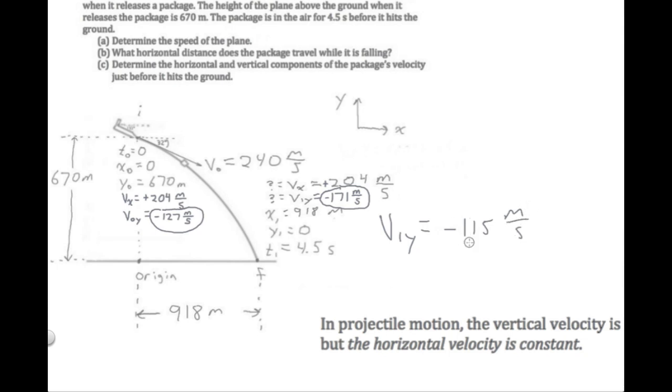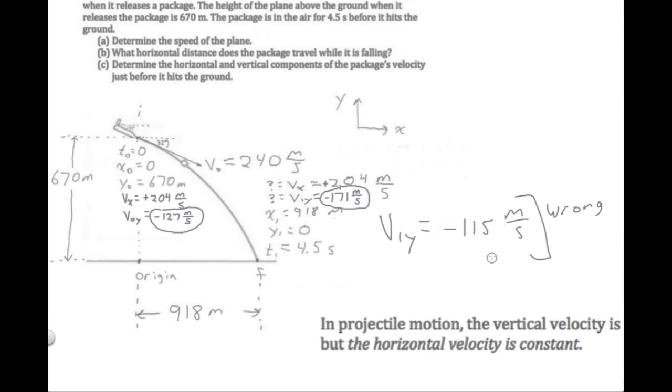Suppose we had gotten this answer. Do you see that we could clearly see that this would be a wrong answer? Because this would have a vertical speed that was smaller than we started with. Well, that wouldn't make sense. If the object started with a vertical speed of 127 meters per second, there's no way that it would slow down as it's falling to 115 meters per second.